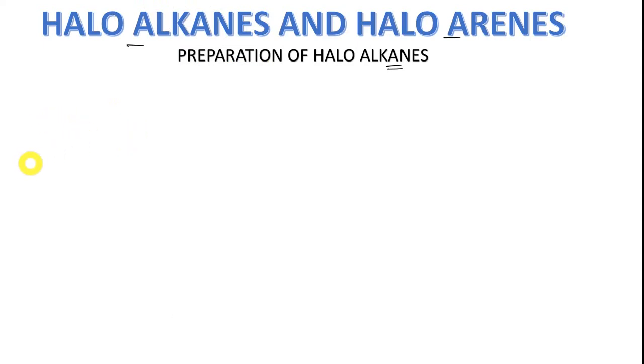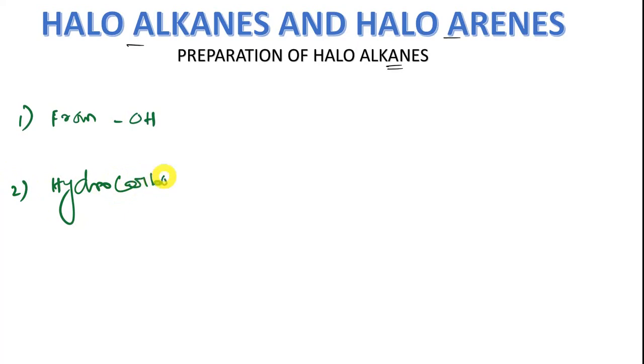Okay, let us go for preparation methods. There are three types of preparation. The first one is from alcohols, the second one is from hydrocarbons, and the third type is the halogen exchange reaction, right?